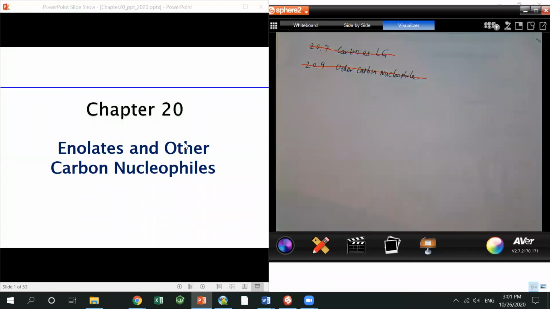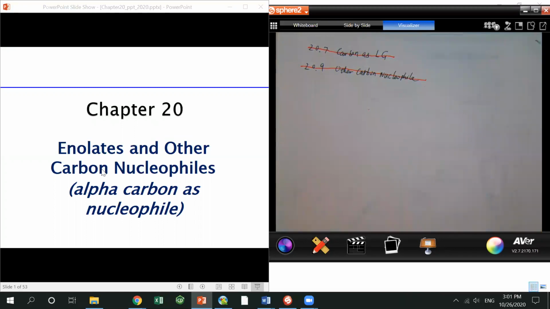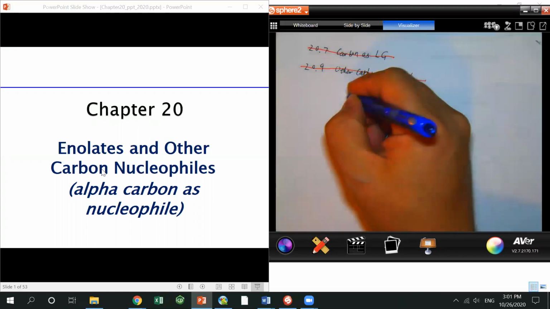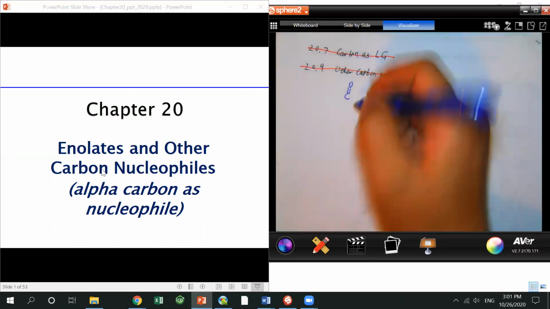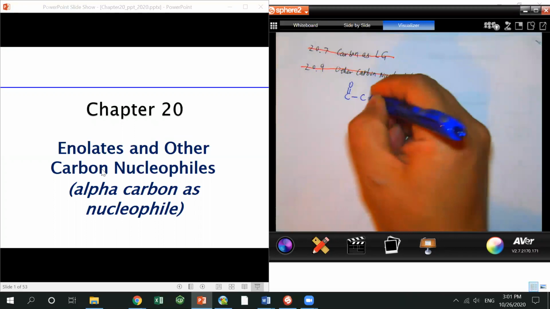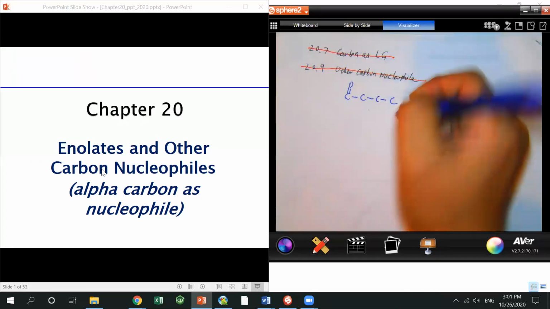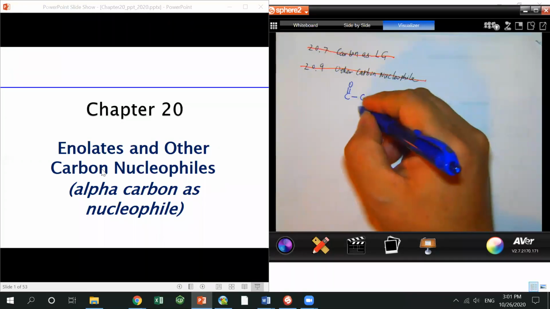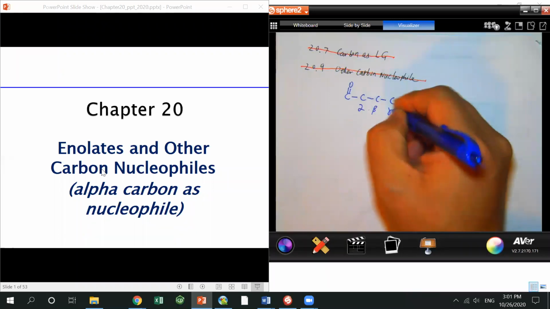For this chapter, the title is Enolates and Other Carbon Nucleophiles. It is pretty much about the alpha carbon as a nucleophile doing all kinds of reactions. A little clarification: the alpha carbon refers to the carbon next to the carbonyl group. So this is the alpha carbon, beta carbon, and gamma carbon.